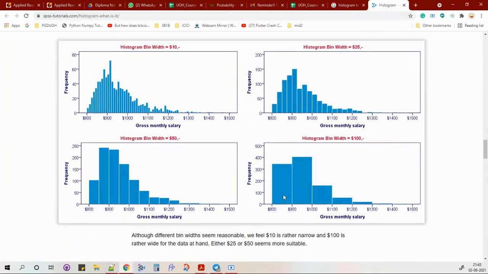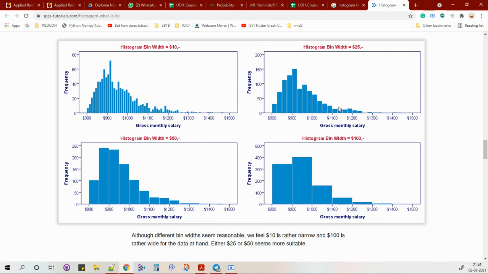So from 800 to 900, you have 350 employees, right? You have a step size of 100, so you are taking one, two, three, four, five, six, and 7 bins only. If you reduce it by 50, you are capturing more data. Roughly your distribution looks something like this, but using 50, it looks something like this. From 800 to 850, I have just 100 employees. From 850 to 900, I have around 250.